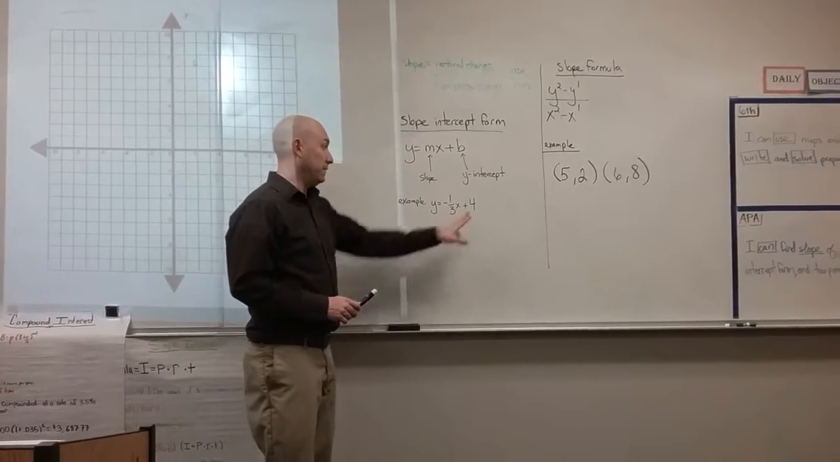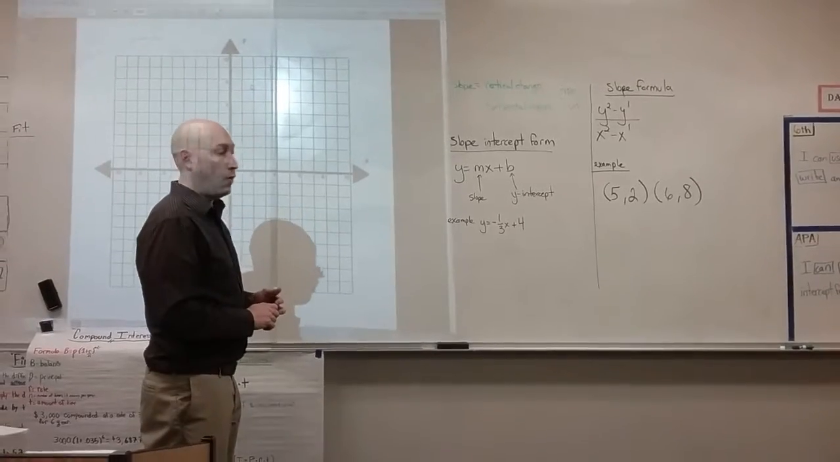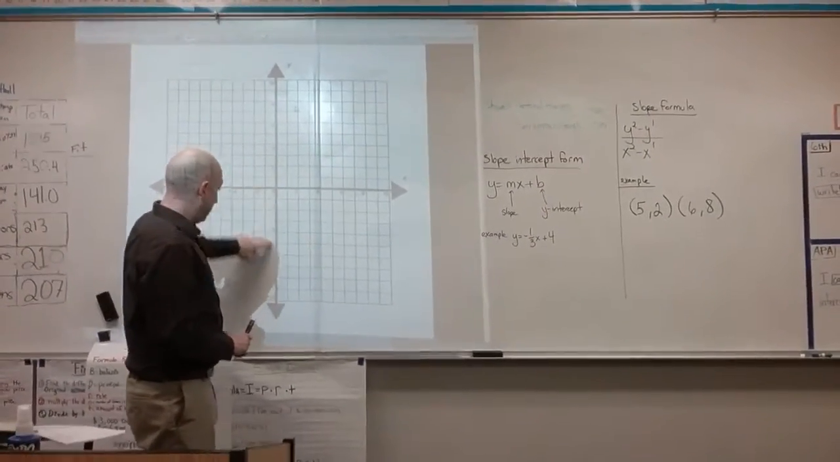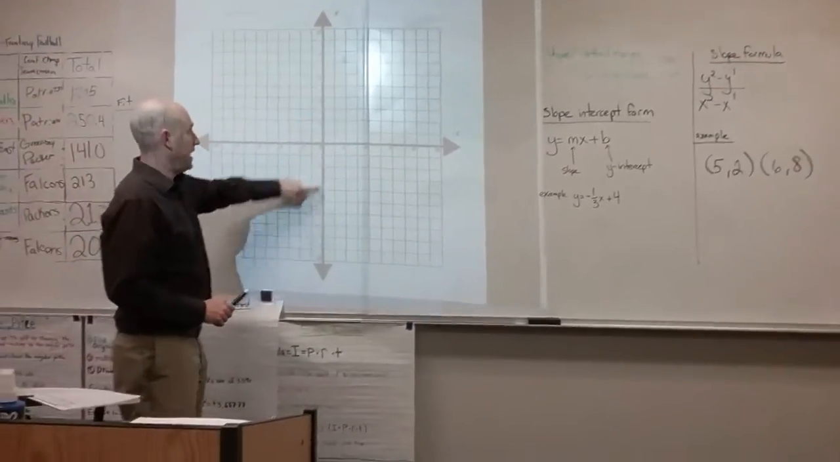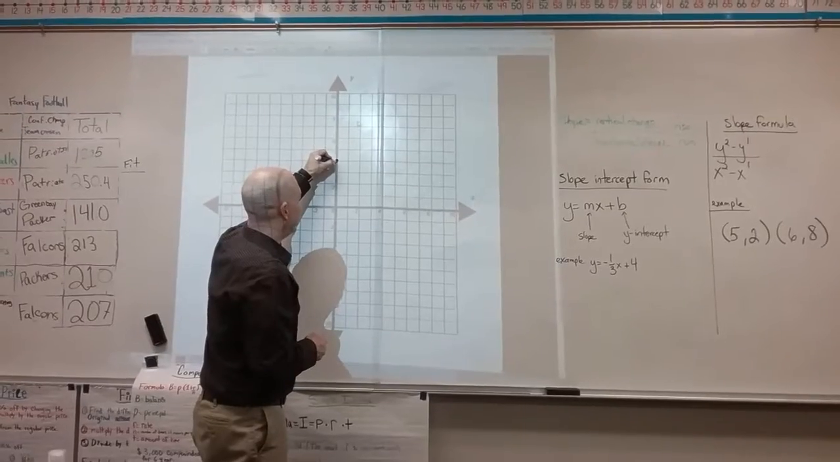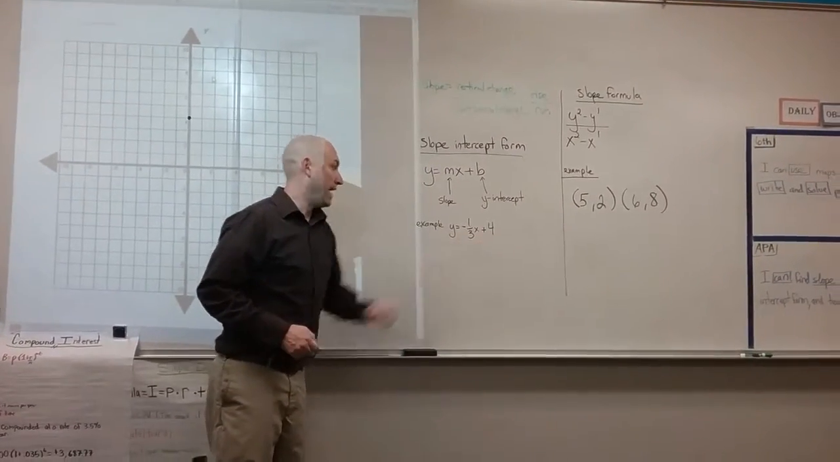First thing I want to do is go to my y-intercept. Where does it intercept the y? So I want to find positive 4. If I go downward, all of my values are negative. So I want to go up to positive 4 and put a point. There is where my line intercepts the y-axis.